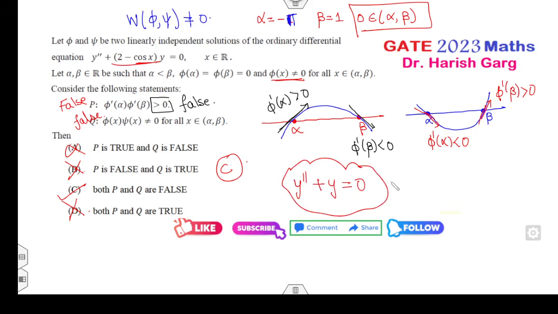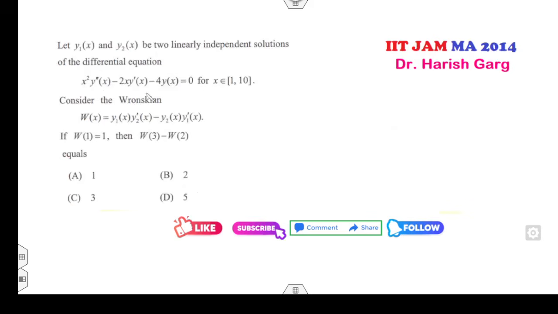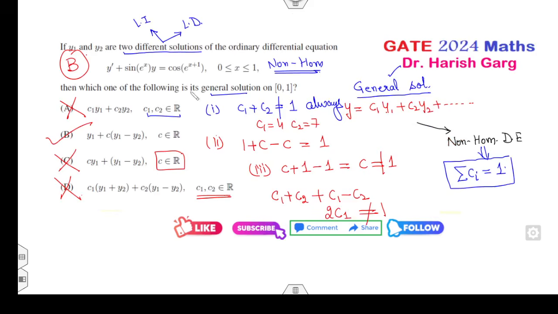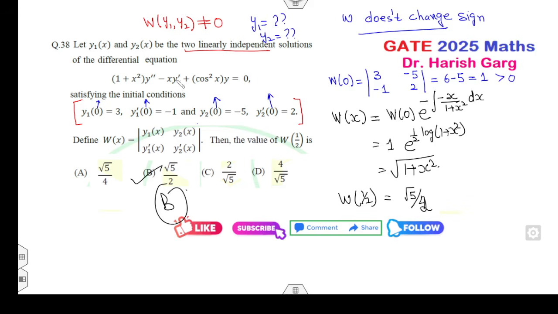Fine, if you want to know how you can find these solutions, like for example this is the case, in this case also you were not asked for the solution, but how you can find the solutions of the differential equation, how you can find the solution of this differential equation.